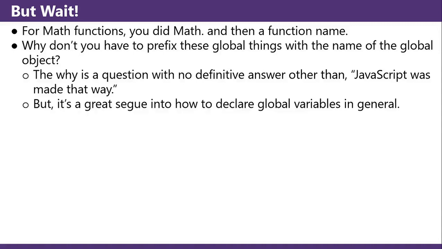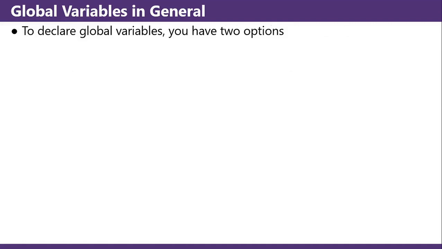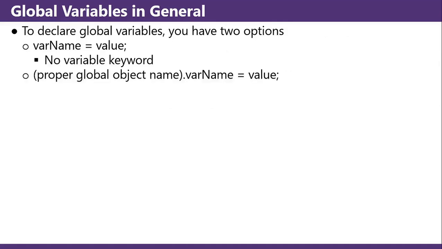But it's a great segue into how to declare global variables in general. To declare global variables you have two options. Name equals value, without using a keyword like var or let or const. Or proper global object name dot var name equals value.